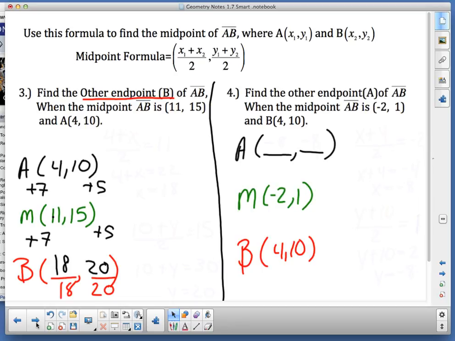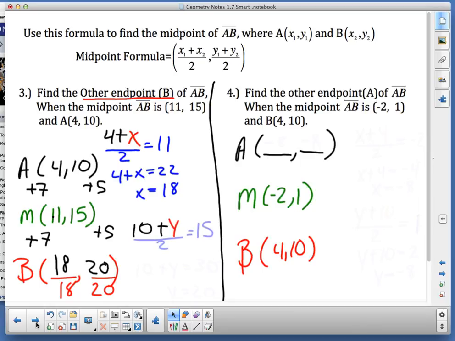Because algebra-wise, if I took my first one, I would take 4 and then add x, an unknown endpoint, and divide by 2, it would get my known midpoint 11. Well, I'm going to double both sides, so I got 4 plus x equals 22. Well, if I subtract 4, x is 18. Well, gosh, that's what my x value is, my unknown endpoint. Let's see if it works for y. Same idea. I'm going to take 10 plus y divided by 2 equal 15, because that's the midpoint I'm finding. I double it, and I'm able to find 10 plus y equals 30. Well, I'm subtracting 10, y is 20.